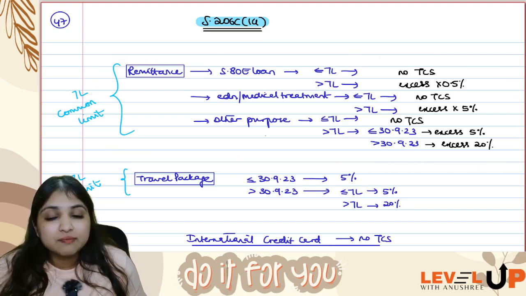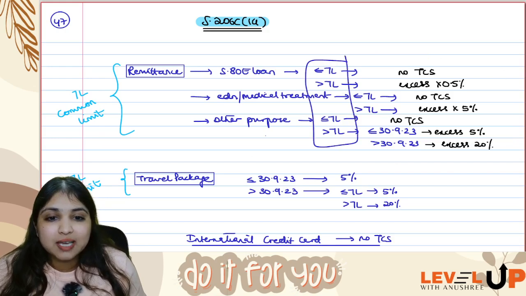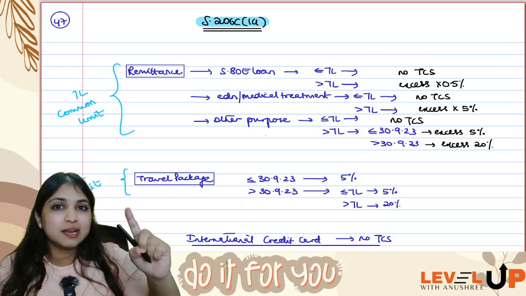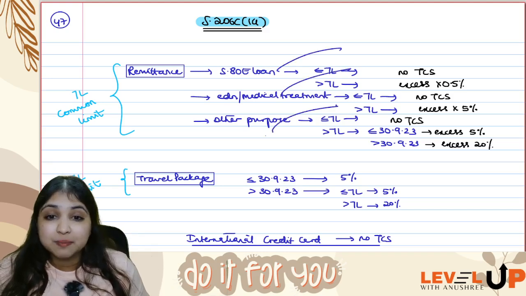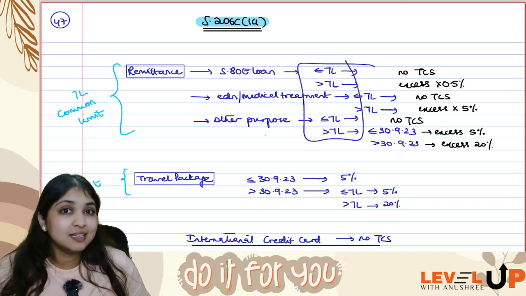Please remember, when I say 7 lakh, all the 7 lakhs are put together in one 7 lakh limit. You don't have a separate limit for all three. It's an aggregate 7 lakh limit.